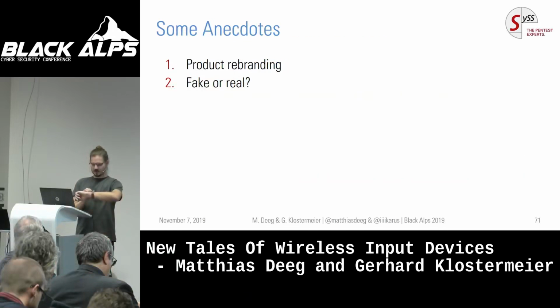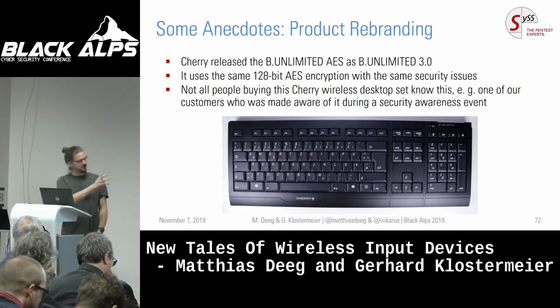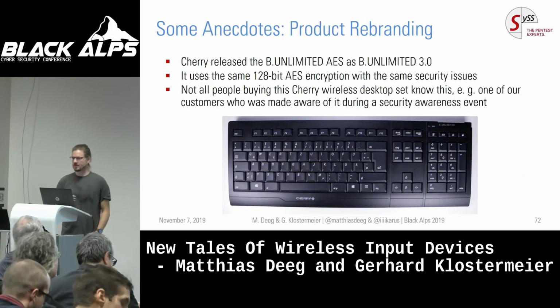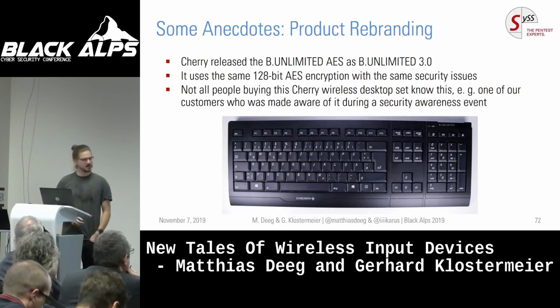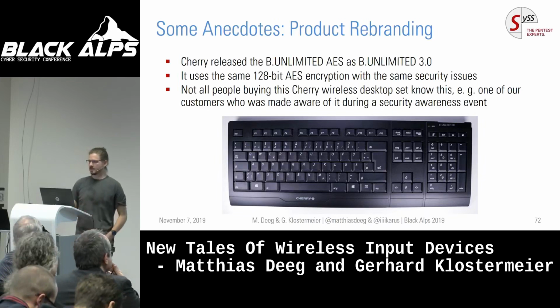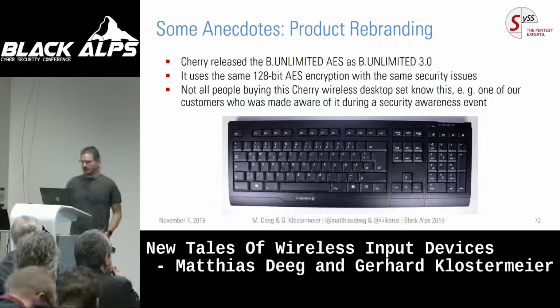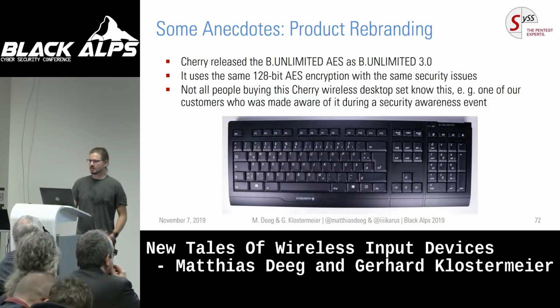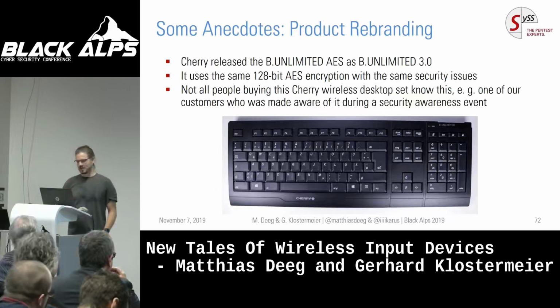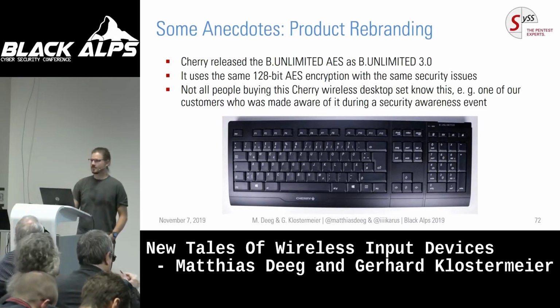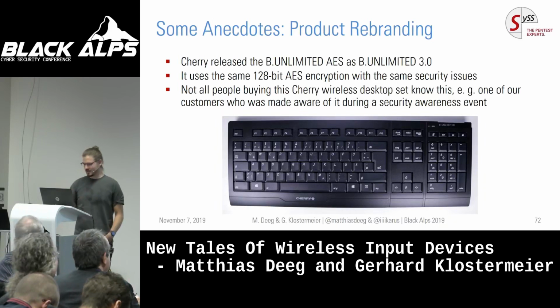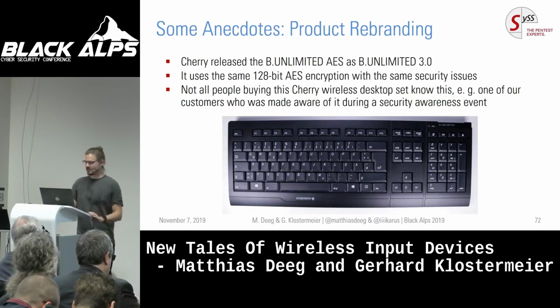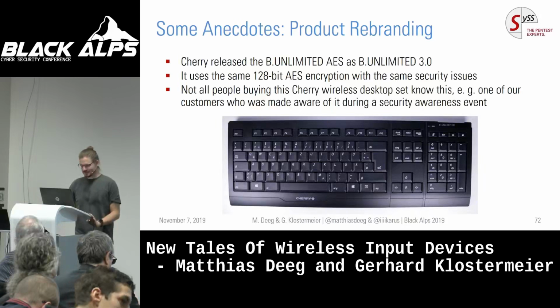And just some short anecdotes, funny because the AES encrypted keyboard by Cherry, we had a closer look at in 2016. You can no longer buy it as B Unlimited AES, but they built a new one. It's the B Unlimited 3.0, really new and shiny, but it still has the same cryptographic weakness we found in 2016. So they fixed the security issue just by rebranding it. So before, there was "this is a secure keyboard." Now when you buy it, there's no more "secure" printed on the keyboard, and a keyboard without "secure" printed on it, well, there's no security issue if the keyboard wasn't secure in the first place.